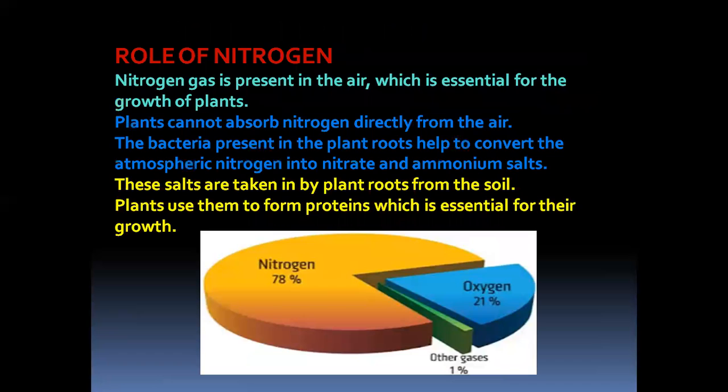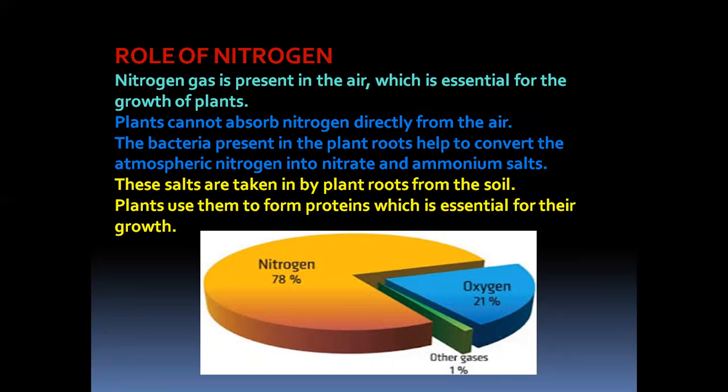Next, role of nitrogen. Nitrogen gas is present in the air, which is essential for the growth of plants. Already, I told that 78% of nitrogen is present in air. Plants cannot absorb this nitrogen directly from the air. So what do they do? Few plants only require nitrogen, not all the plants. Those plants are called leguminous plants. They belong to family Leguminaceae.